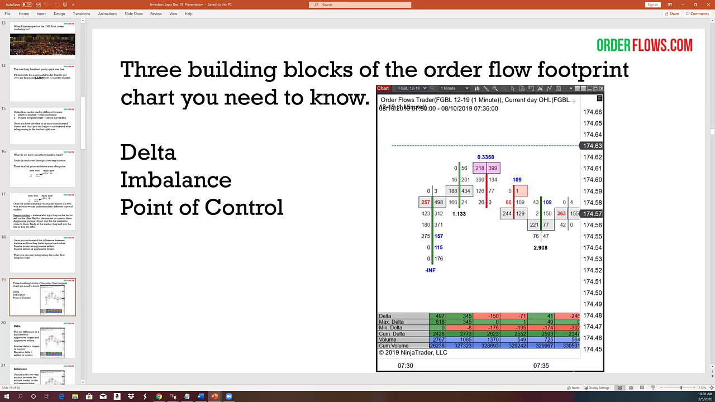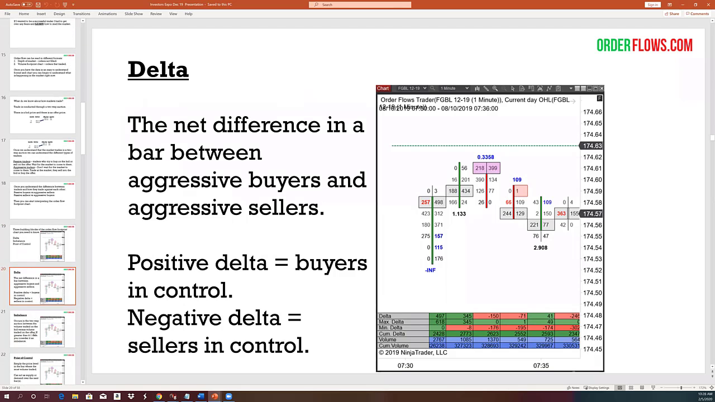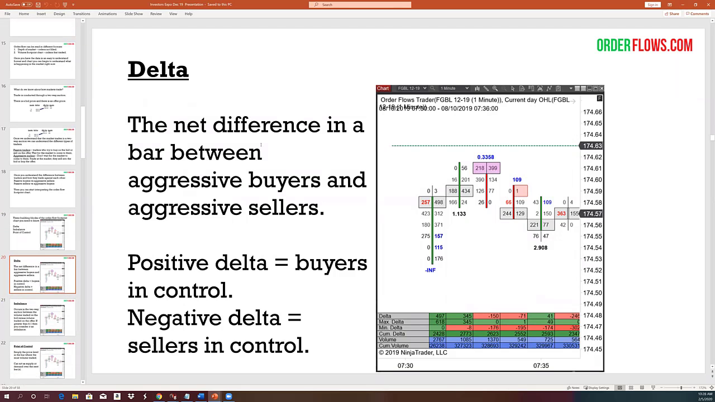Each bar is going to have a delta. Each bar may or may not have an imbalance, but each bar will also have a point of control. So let me just walk you through these three things really quick. The delta is the net difference between aggressive buyers and aggressive sellers. And delta on most order flow charts will appear at the bottom. Some will have it above or below the bar, but the majority have it below. I'm showing you charts generated from my software, the Order Flows Trader software.